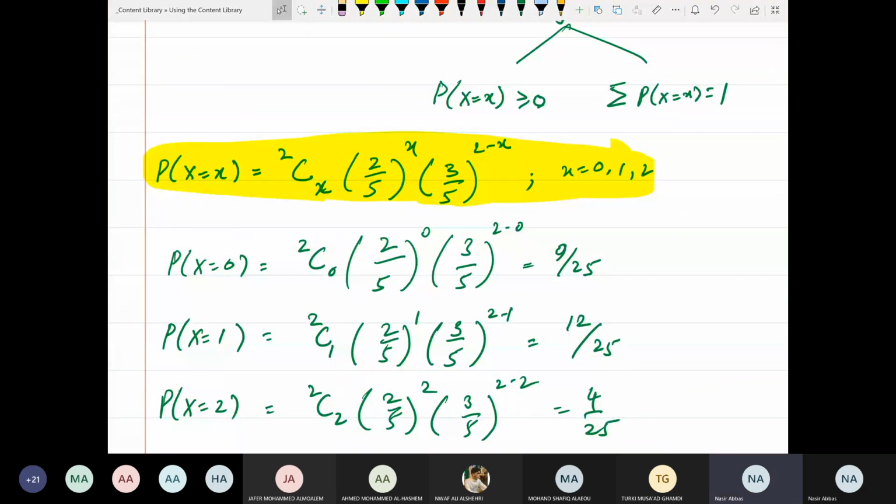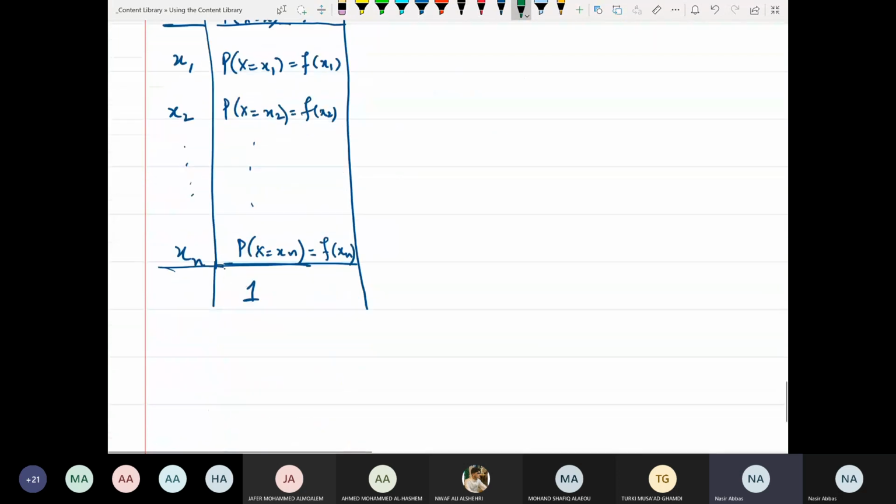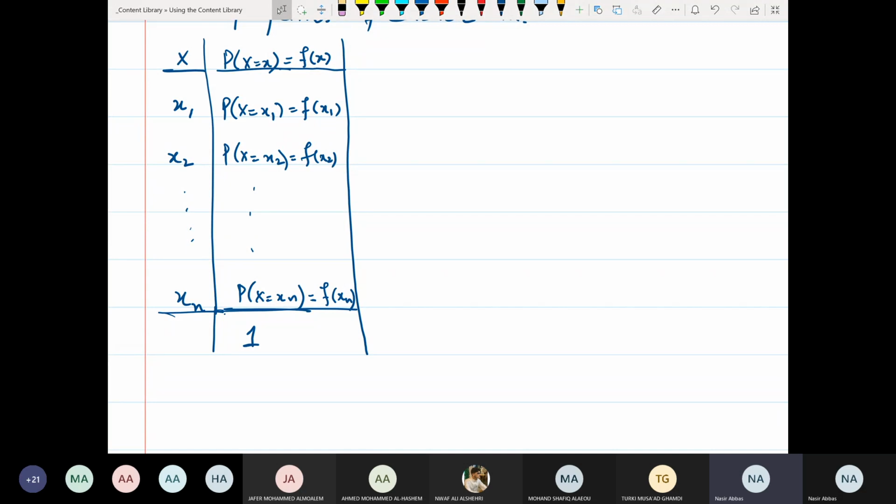Here in the yellow color, I wrote that probability mass function as a function of X. And this function of X is denoted by small f of X. In the literature, if you see, this function of X is denoted by small f of X. So we said these two columns, collectively, these two columns are called probability distribution or probability mass function equivalently.